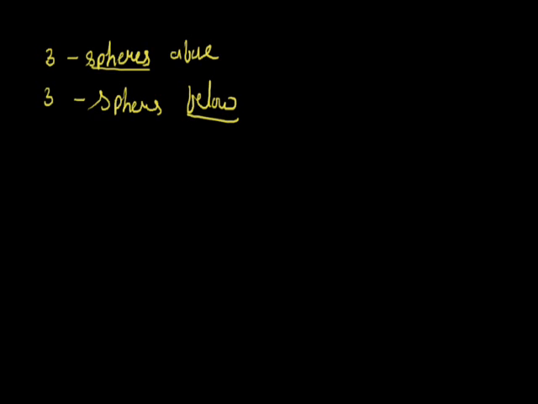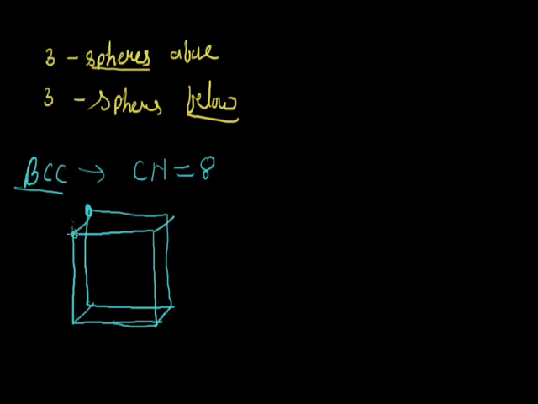Next one is the BCC. In the BCC, coordination number equals 8. Since in the BCC structure, we are making a cube. In the cube, these 8 spheres are at the 8 corners. Here are the 8 corners which represent the 8 spheres. And one sphere is placed at the body center. Now this body centered sphere in the BCC structure touches the 8 spheres which are placed at each corner.